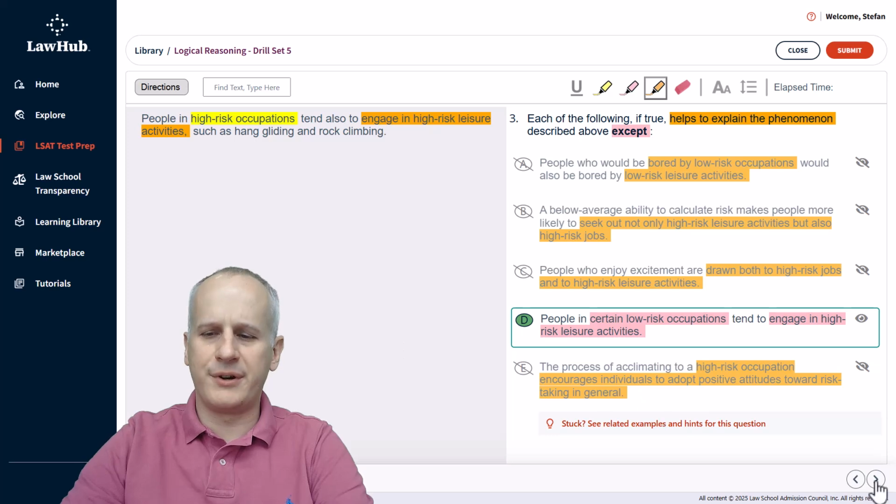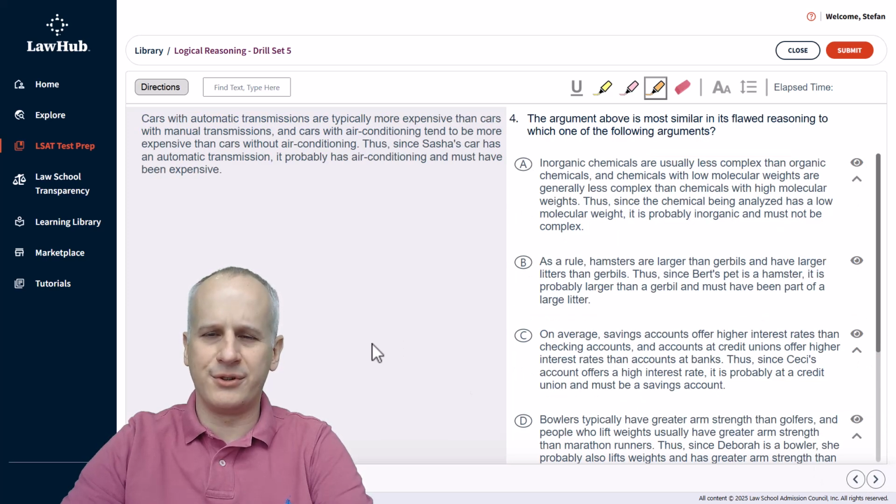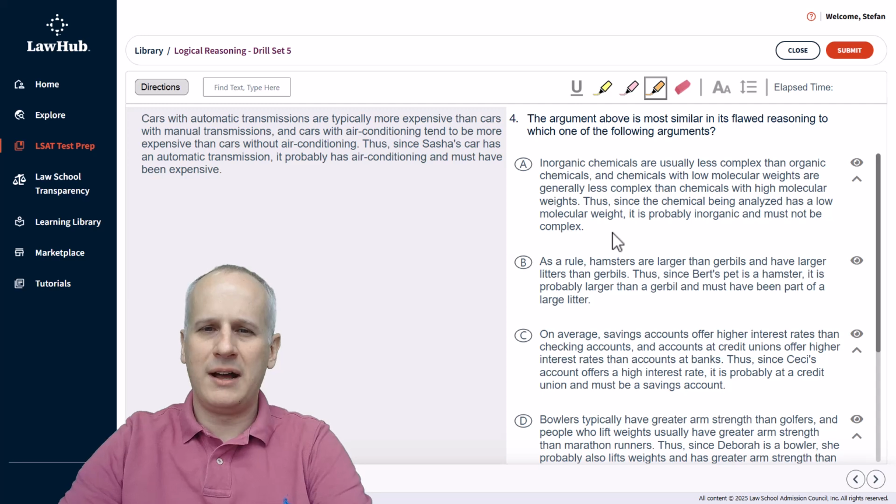Moving on from question 3 of LSAT Logical Reasoning drill set number 5 over at lawhub.lsac.org, we move on to one of the most time-consuming questions on average that you'll find in the logical reasoning section. But we can already identify just from the size of the answer choices that it's going to be a parallel reasoning task. So we're going to keep our highlight tool ready so we can highlight that task beginning at the question stem of number 4. The argument above is most similar in its flawed reasoning to which one of the following arguments.